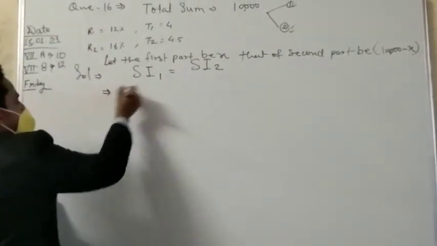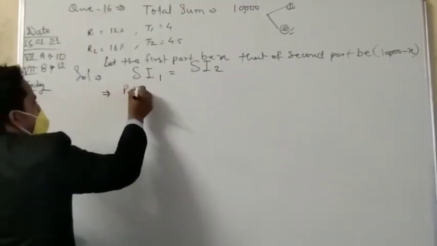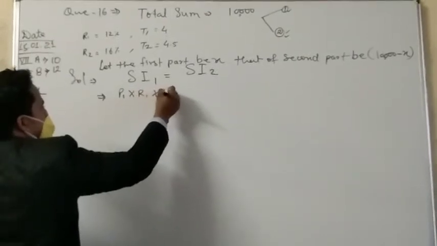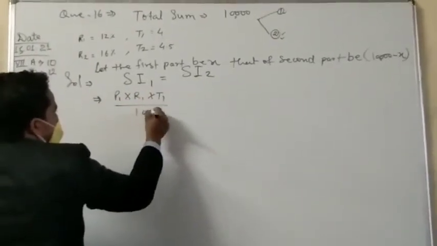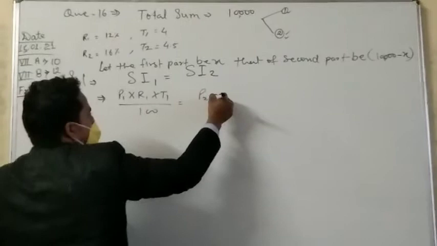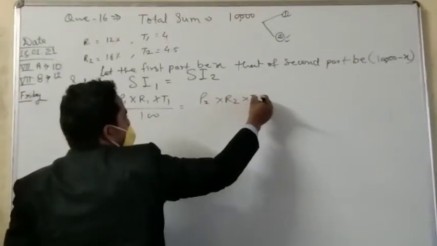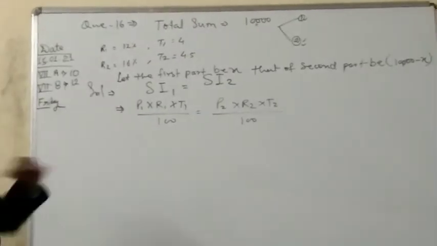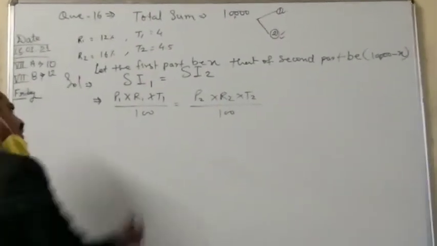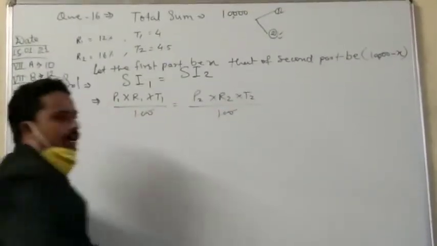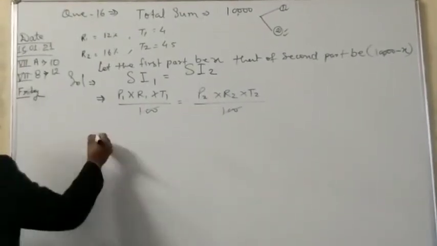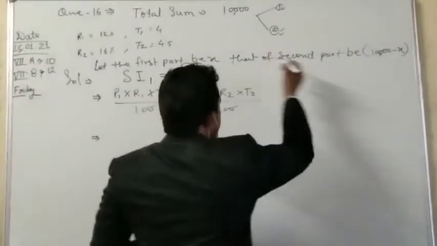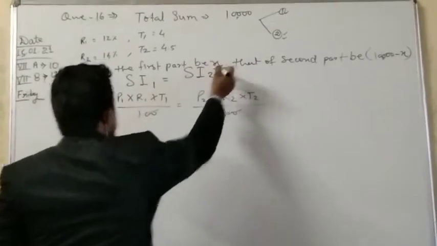Now we know that SI1 is equal to P1 into R1 into T1 upon 100, that is P2 into R2 into T2 upon 100. Guys, you know that if both sides have the same denominators, we can directly cut this denominator. 100 and 100 will be crossed out. Then what is P1? The first part of the principal, that is X.